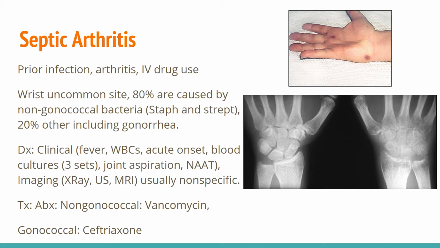And here is a picture depicting classic skin findings of disseminated gonococcal infection. And here you can see kind of haziness of the joint, indicating inflammatory changes, and soft tissue swelling.